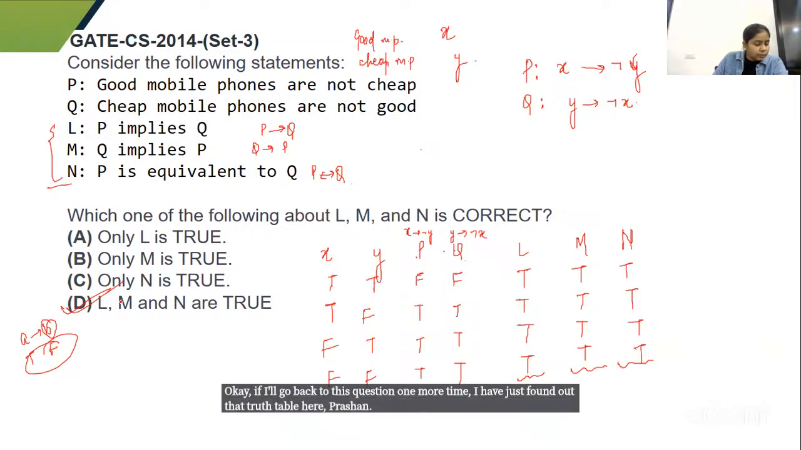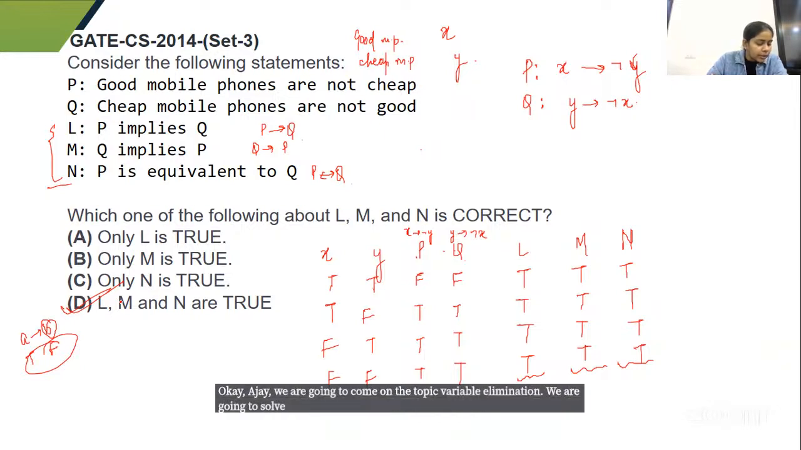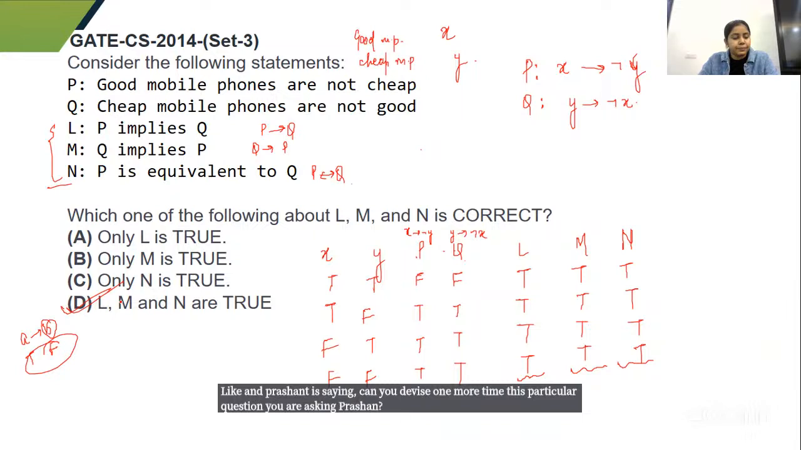Prashant. Okay, Ajay, we are going to come to the topic of variable elimination. We are going to solve questions based on that, then we can go through that particular topic. And Prashant is saying, can you revise this particular question one more time?